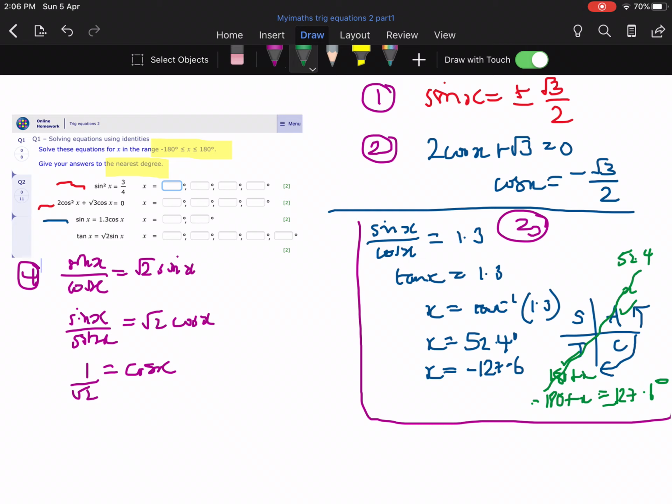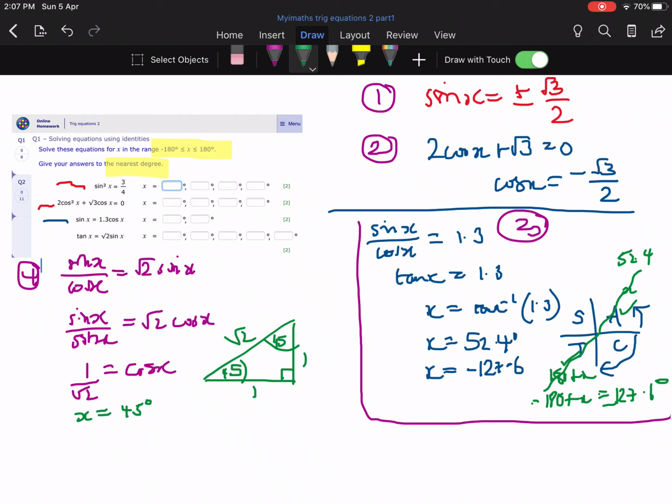So then, remembering my triangle, it's the 1, 1, root 2. It's the isosceles, which tells me this is 45 and this is 45. So inverse cos of 1 over root 2 tells me that x is going to be 45 degrees.